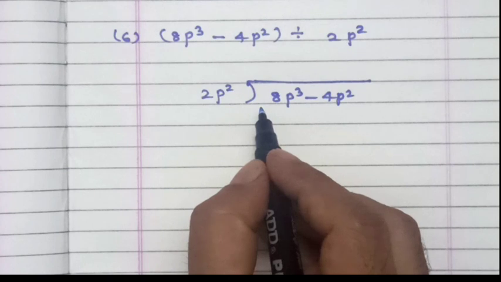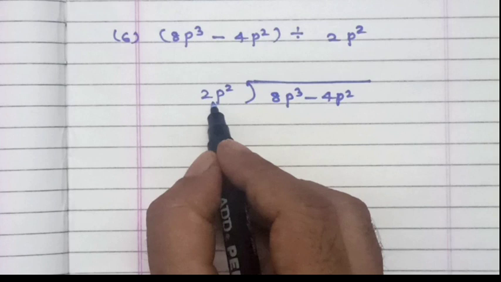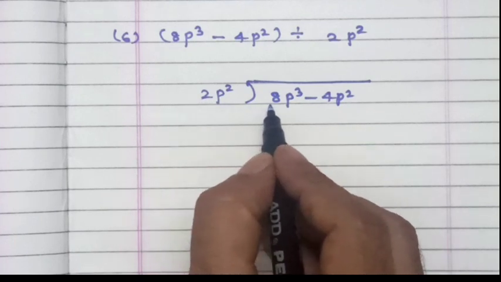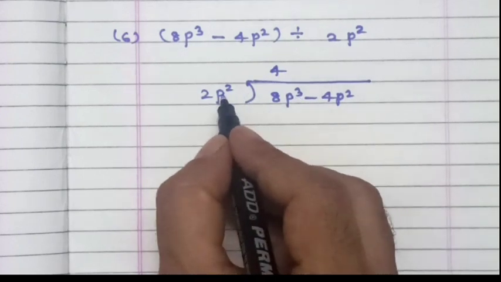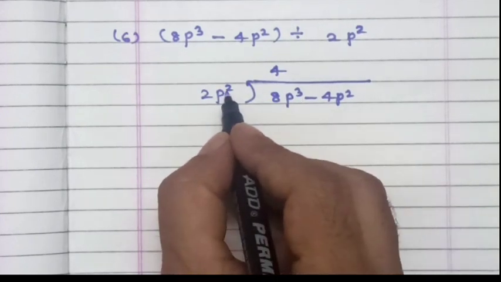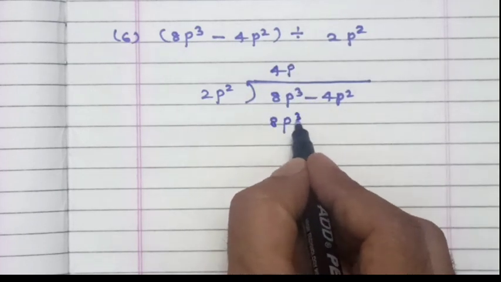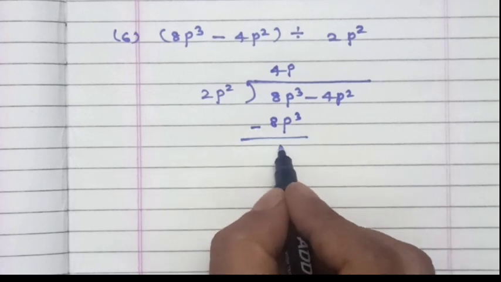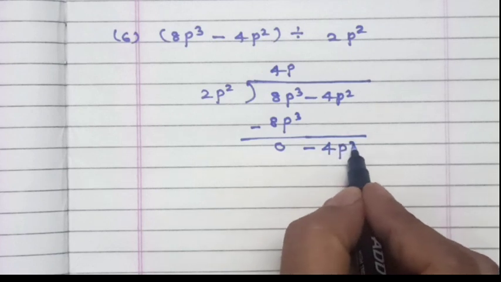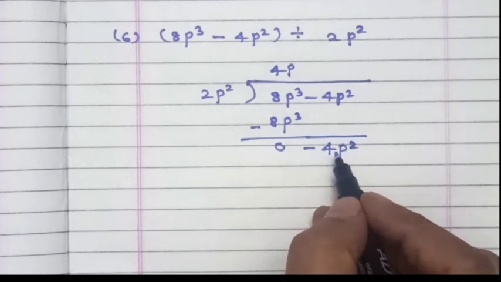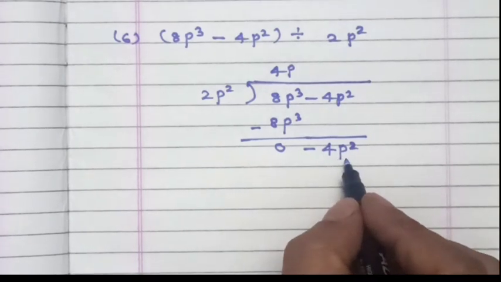Again here the same way, consider here 8p cube and divide by 2p square. 2 4s are 8, so 4 times. P cube, p square, 3 and 2, difference is 1, so p power 1, that is p. So write 8p cube and subtract, you will be getting 0. Carry forward p square with minus 4p square. So here it is minus 4p square.